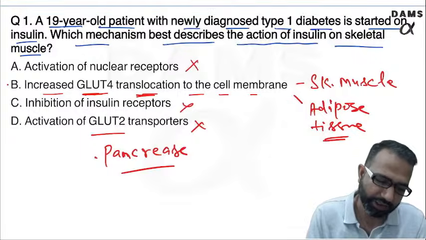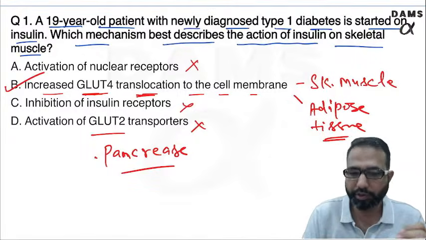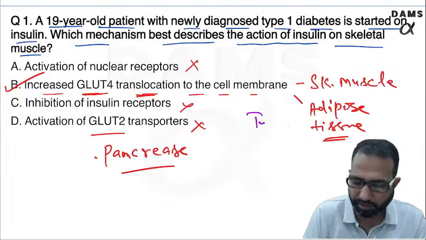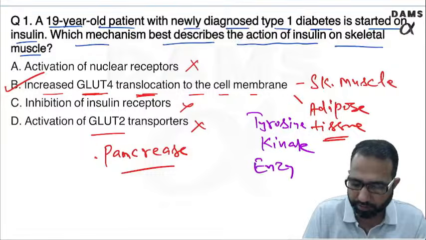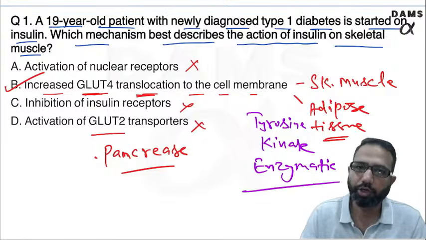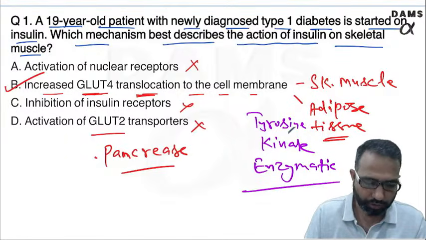So the correct answer will be option B. And don't forget, as I told you, it's a tyrosine kinase enzymatic receptor. Insulin is acting via the tyrosine kinase enzymatic pathway. Don't forget the TK pathway. Okay. So now let's see the next question.